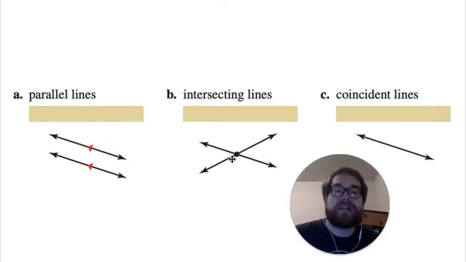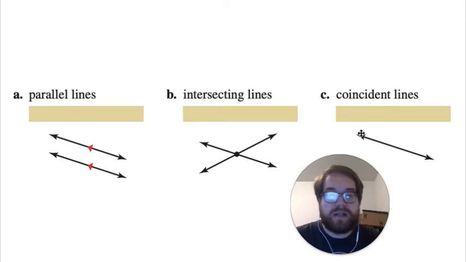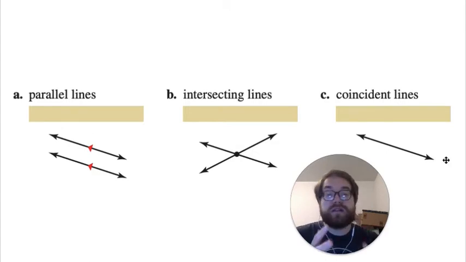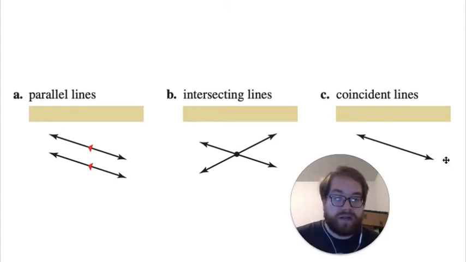Intersecting lines have exactly 1 point in common, so they cross just at that 1 point. In coincident lines, you see just one line, so where's the other line? Well, coincident lines have all of their points in common, and so they're actually the same line. We just call those coincident lines because they're the same line with all of their points in common. So a few terms you need to know there. A couple more.